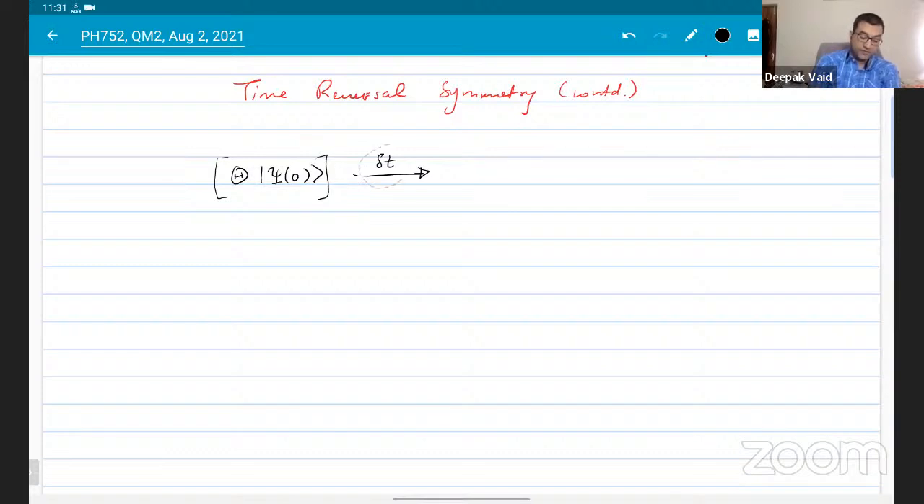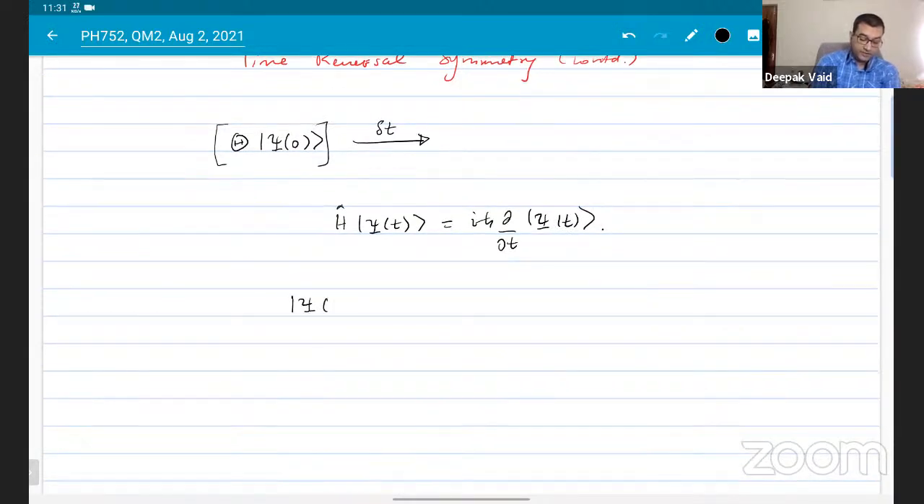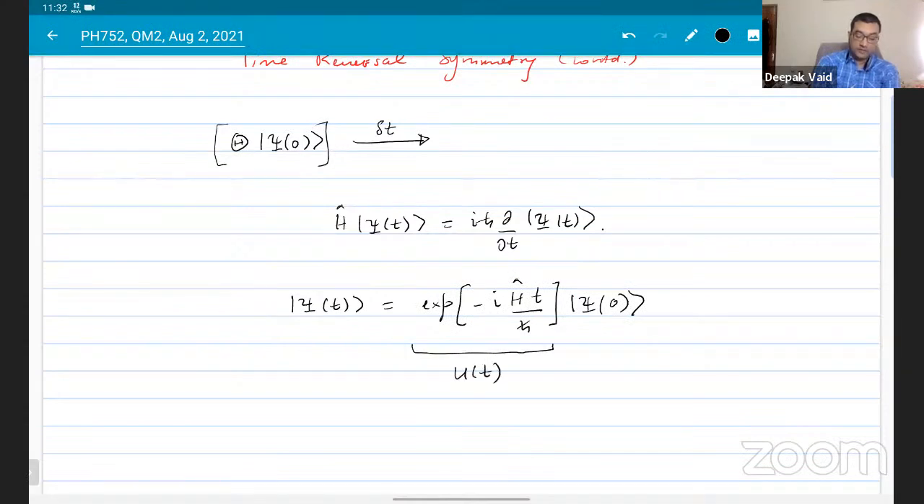So what is the time evolution operator? Again, i h bar d by dt of psi(t) equals H psi(t). And if your Hamiltonian is time independent, then psi(t) is equal to exponential of minus i H t by h bar acting on psi(0). This is the unitary operator for time evolution, because it's taking the state at some initial time and giving you the state at a later time.